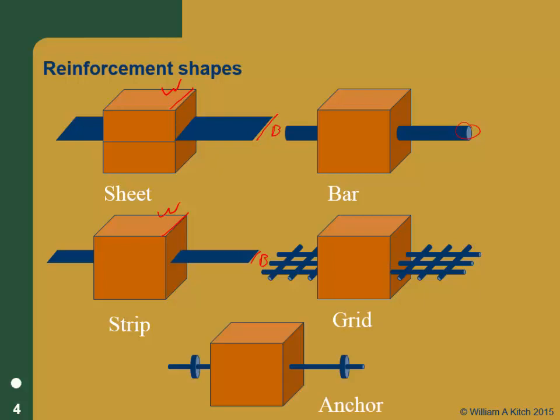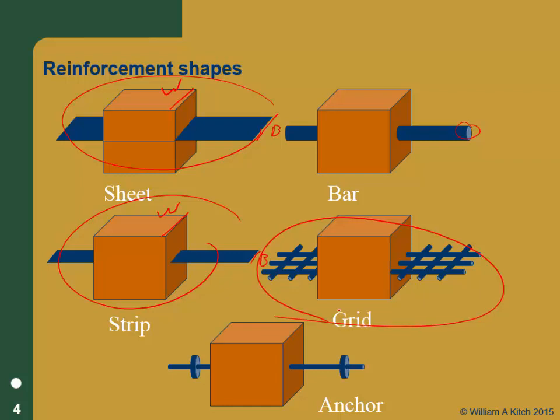And then finally, there's anchors. We're not going to talk about anchors because most MSE walls don't use anchor systems. But there have been some that have been used. So for the most part, we'll be talking about sheets, strips, and grids. Those are by far the most common geometries of reinforcement. The most common kind of bar reinforcement is if you do a soil nail wall. But we're not covering soil nail walls in this course since they're covered in the slope stability course.